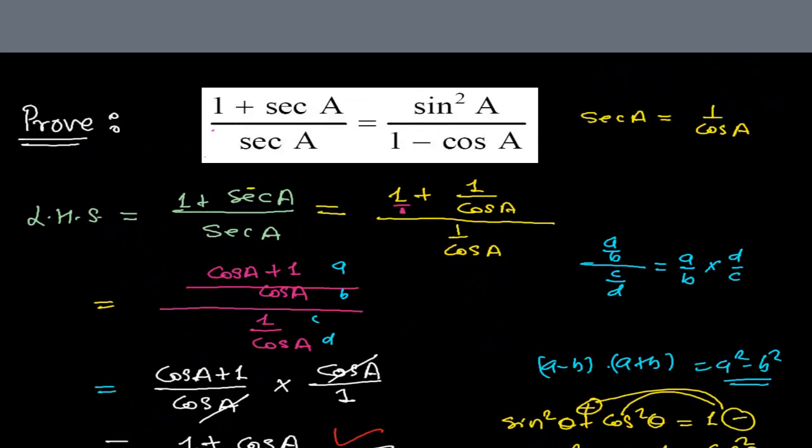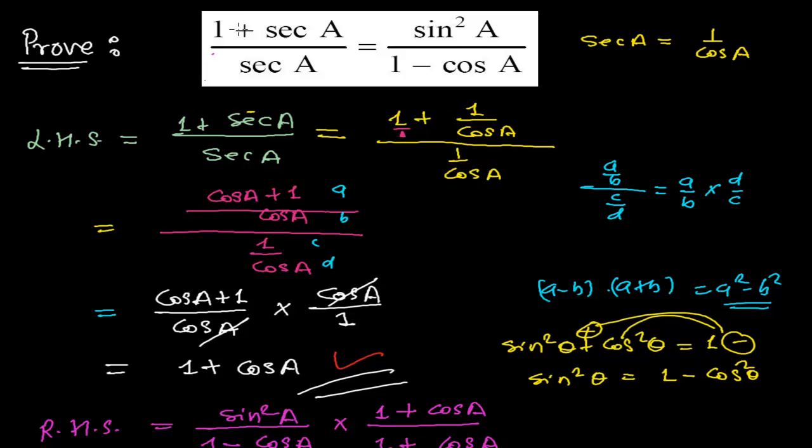This is proved now. So I can say that (1 plus sec A) divided by sec A is equal to sin square A divided by 1 minus cos A. So like this we have to solve this kind of problem, and we'll be solving more problems that will clear your concepts and give you more techniques to solve trigonometric identities.